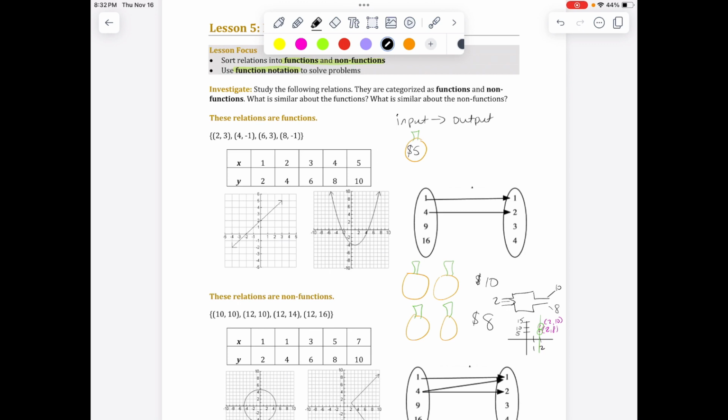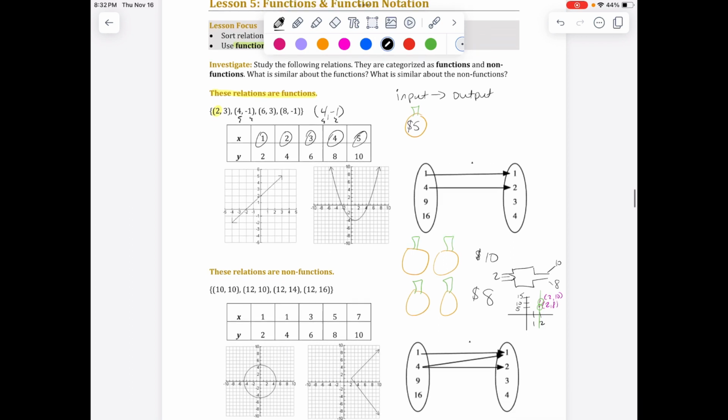Now, if we look at these definitions here, we've got a few. It says these relations are functions. There's a relationship here where we get a 2 and a 3 and a 4 and a -1. There's no repeating. It would still be a function if we had another 4 and a -1, because that input of 4 is getting the same output of -1. So that's still a function. In all of these, there are no repeating x's that are giving a different y value.